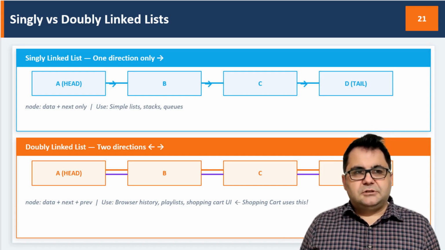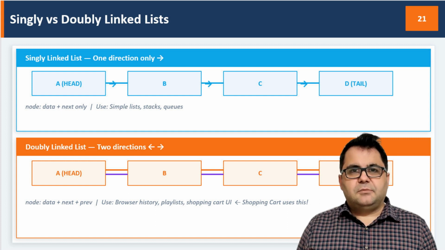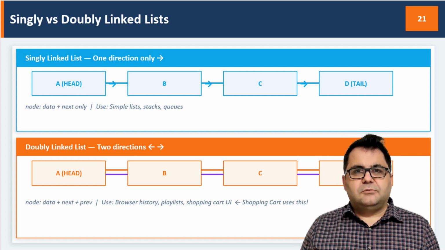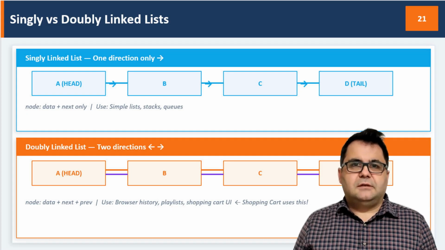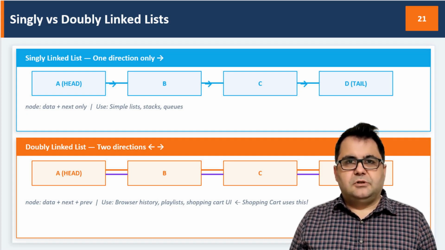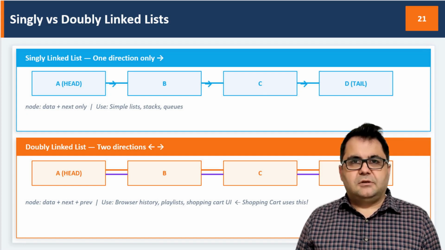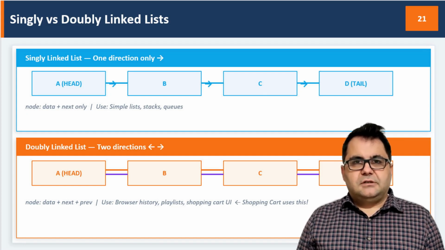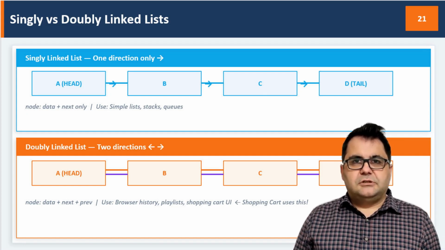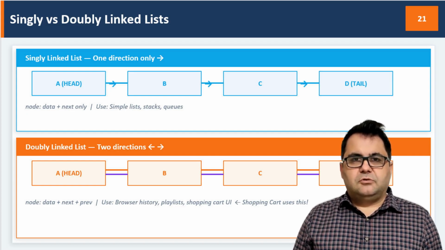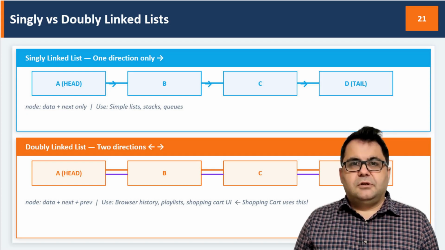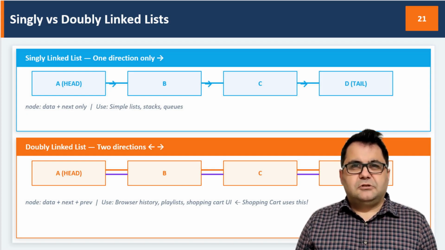Second, doubly linked list. Each node has data plus next pointer and previous pointer. You can move both forward and backward like a two-way street. Visual, boxes with arrows pointing both directions, bidirectional. Each node connected to both neighbors. Use cases, browser history where you need back and forward buttons, undo, redo functionality. Music playlist where you can go to next or previous song.